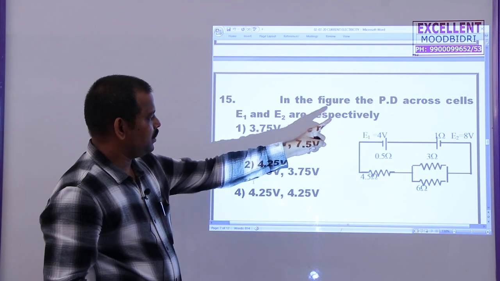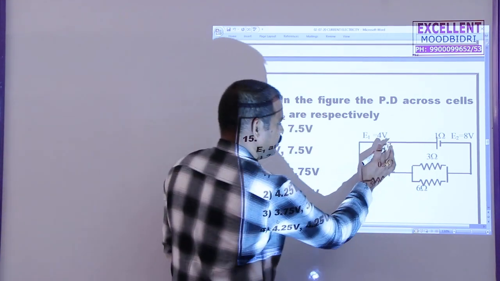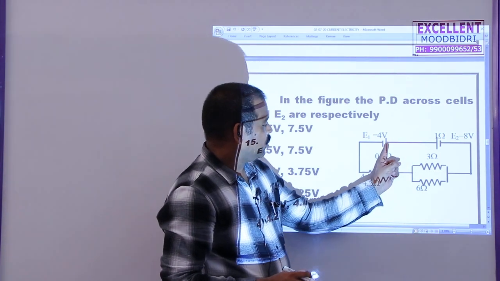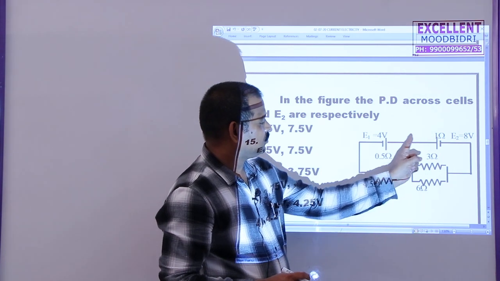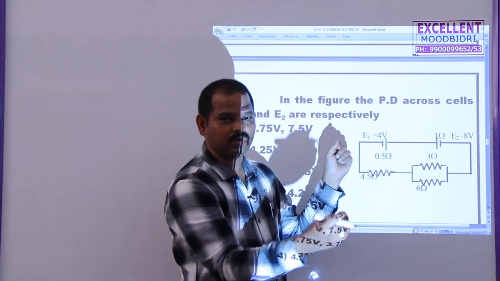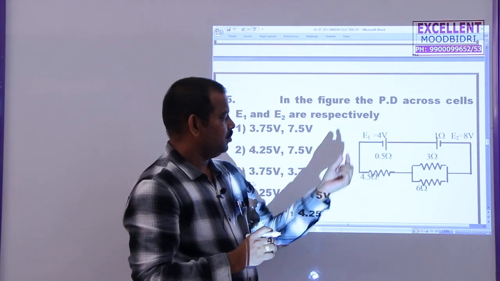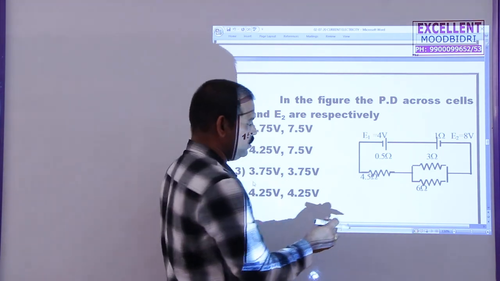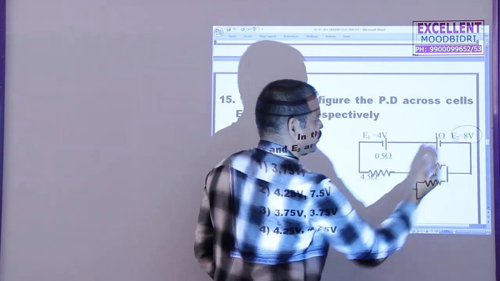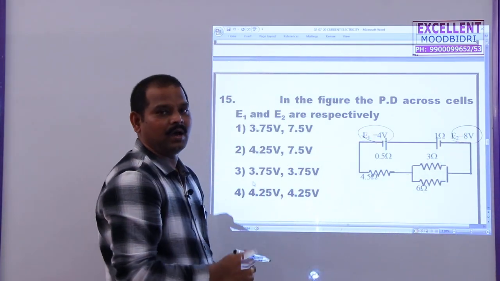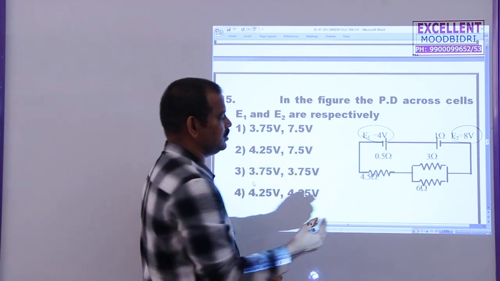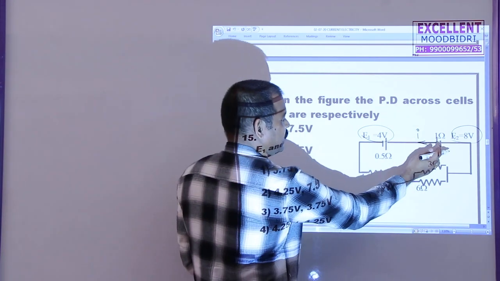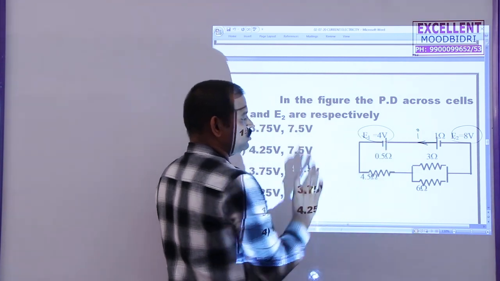15. In the figure, the PD across the cells E1, E2 are respectively. Here you can see two cells. In general, when cells are connected in series, the positive terminal of a cell is connected to negative terminal of the other cell. But here, positive and positive are connected together. So one of the cells will discharge the current, the other one will receive the current. Here if you observe, the second cell is having 8 volts, the first cell is having 4 volts. Always the bigger cell will discharge here. So current will be coming from this positive terminal in this direction I. So here it is discharging and this cell will be charged by that current.